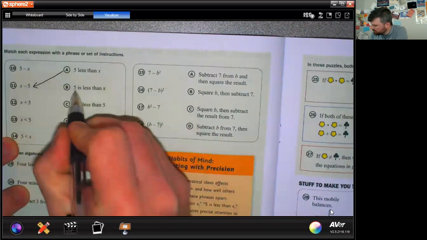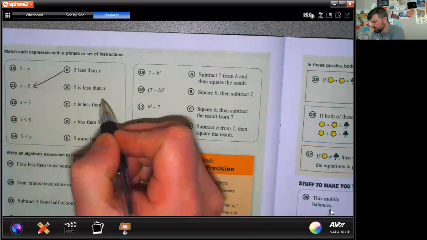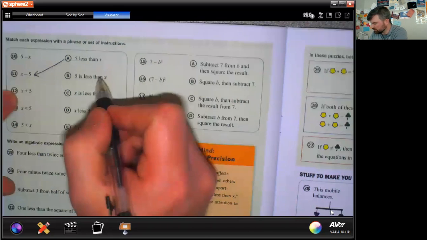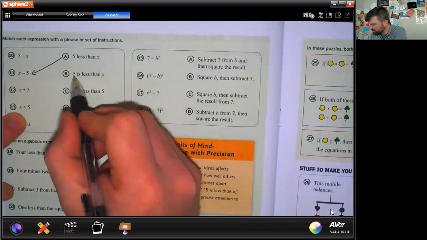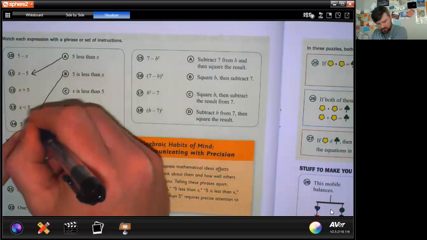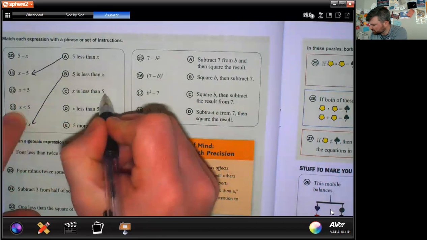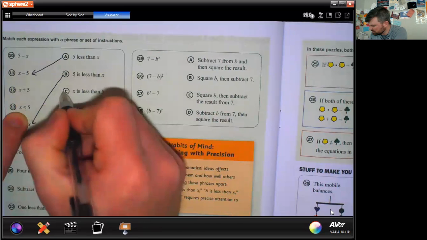This is 5 is less than x. Okay, so we got some other symbols here. So 5 is less than x. So this one goes here. B. X is less than 5. So this is the less than symbol. So that goes there.